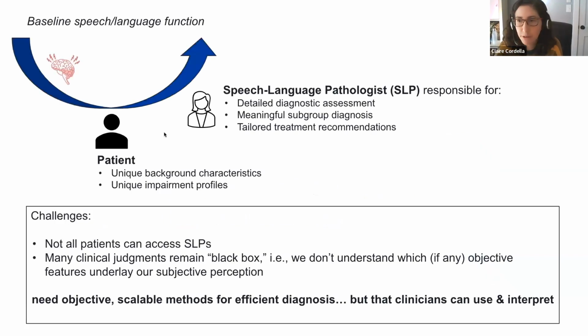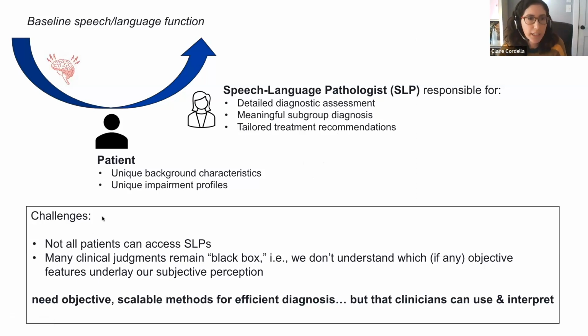So Manny already helpfully went through a lot of this background, so I won't belabor the point, but just to give you an overall picture of the problem and why we're interested in machine learning. As speech pathologists, we're seeing a patient who has some impairment in speech and language relative to their baseline, usually as a result of a stroke or any other sort of neurological injury. And a speech language pathologist is of course responsible for rehabilitating them back as best as possible to baseline. We do this in a number of ways, through detailed assessment, through diagnosis, and also through treatment recommendations.